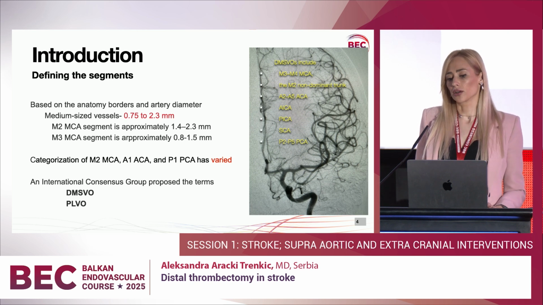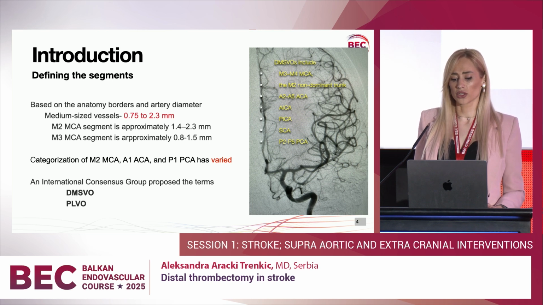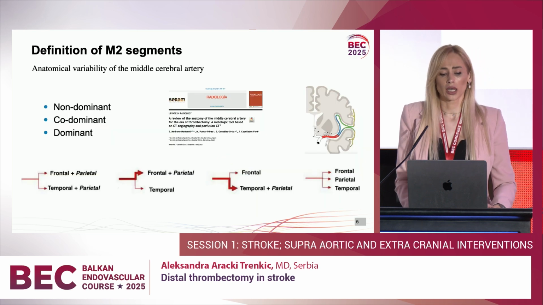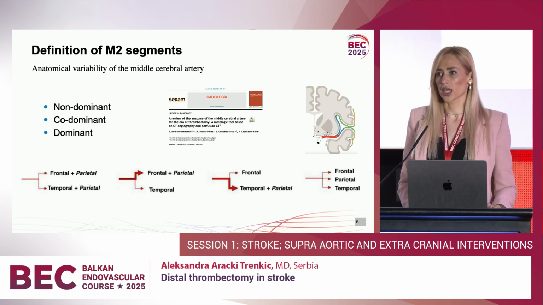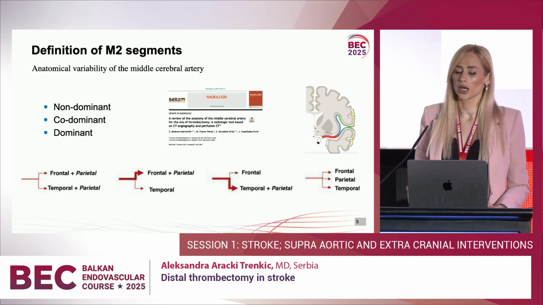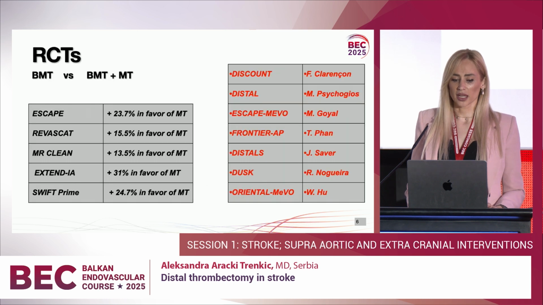So there is a controversy regarding the grouping of some of the arteries, like the segmentation of the MCA, especially the M2 branches, and also A1 and P1, which has varied. So first of all, we need to recognize the normal anatomy, especially the type of M2 arteries, whether it is dominant, codominant, or non-dominant, as we can see in this diagram.